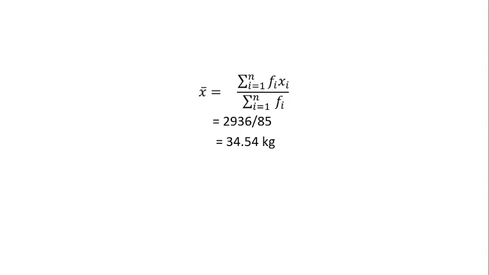So going to the formula now, this is the formula. We have the sum of fi times xi, all over the sum of the frequency. The sum of those f times x, all of them we got from the table, is 2936, divided by the total frequency, which we got as 85. And when you do the arithmetic, you get your mean value to be 34.54 kg. So the mean weight of those school children is 34.54 kilograms. So that is how you calculate the mean manually.